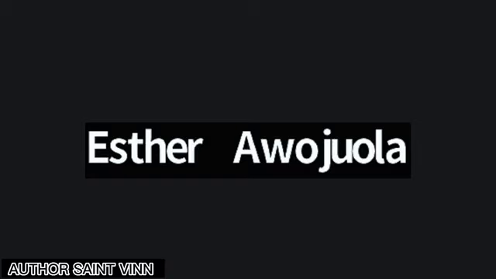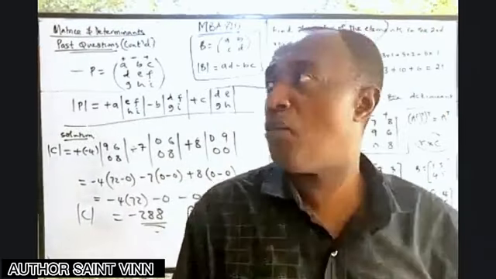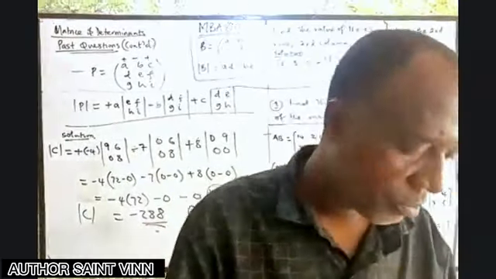Hello, sir. Yes. Hello, sir. Please, what's the answer for number 7? Number 7 is determinant of A is 1. When it is 1, it is a singular matrix. Okay.